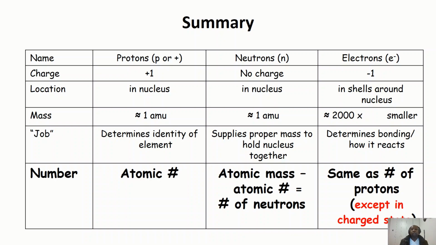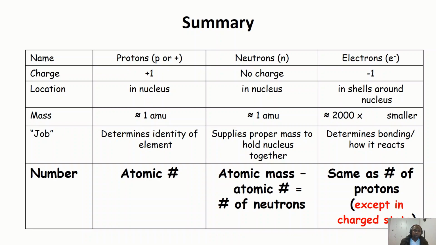And electrons determine the bonding, how it reacts. We're going to get to that later. Because the electrons, they're outside the nucleus and they are the one revolving around the nucleus. So they are the one that these elements will use to react with another element.